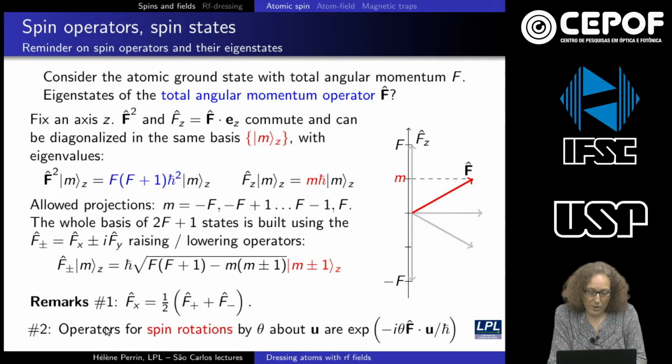The second important remark is that the operators which ensure the spin rotations about some axis u with an angle theta are written as an exponential of the projection of the total angular momentum on the axis we want to rotate about. So this formula will be very useful for us to manipulate spins. As spins are vectors with a given length, to go from one state to another state, what we do in general are spin rotations using this operator.